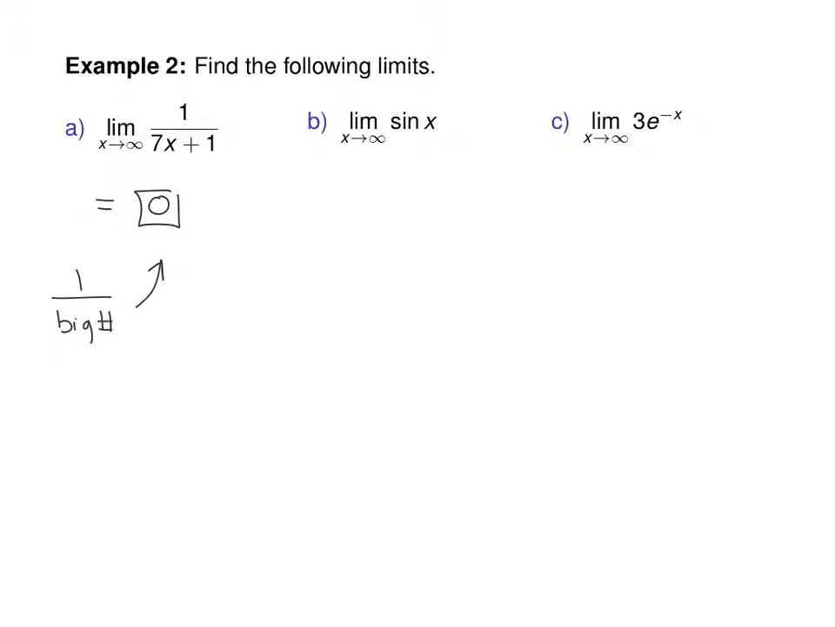It doesn't even matter if the big number is negative. If you do 1 divided by negative 1,000,000, you get negative one millionth, which is still going to 0 eventually, just from below as opposed to from above. How about sine? As x goes to infinity, does sine make up its mind and go one place? No. This limit does not exist. That function is bounded, it doesn't blow up, but it doesn't go to one specific spot.